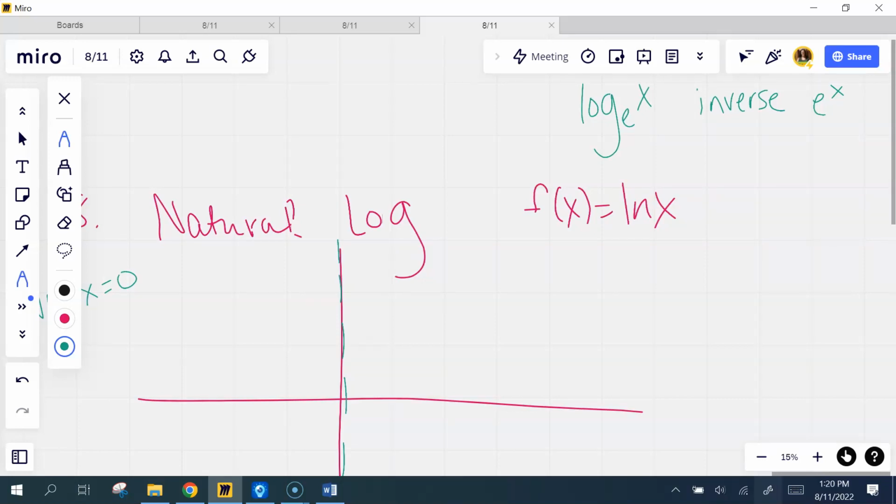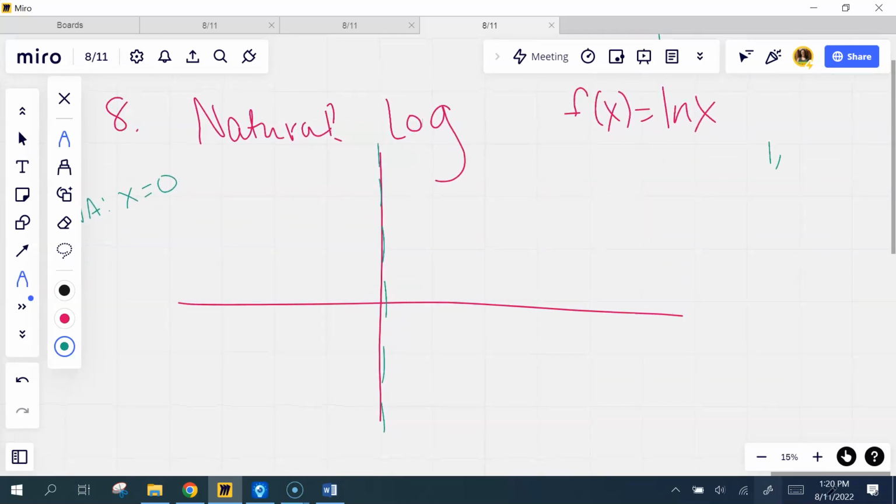You didn't get to that in Algebra 2? I remember we did the log properties. I do remember that. And we graphed. All right.